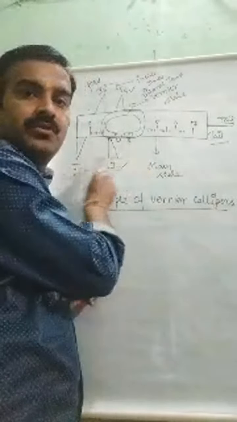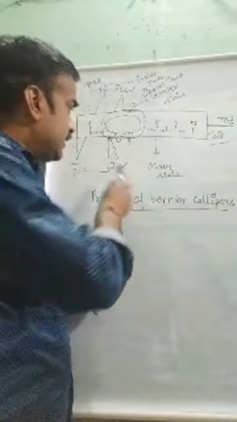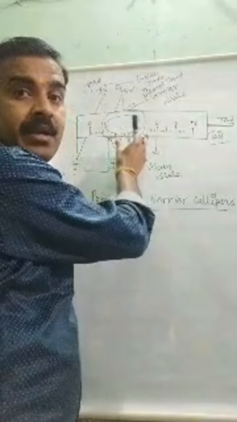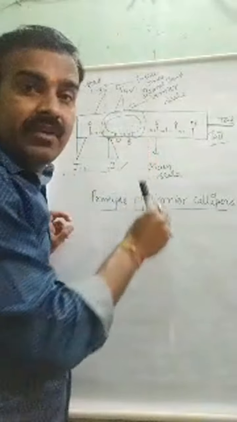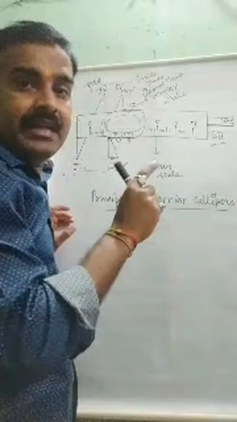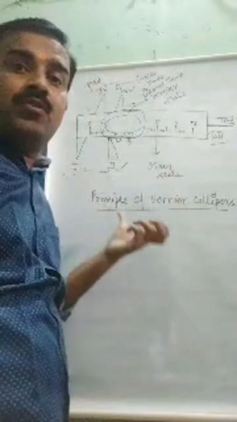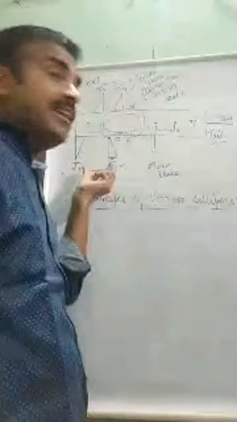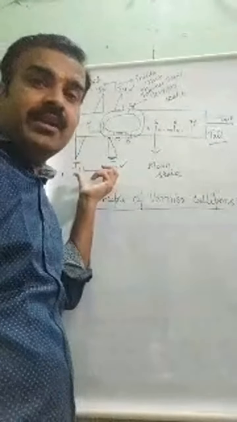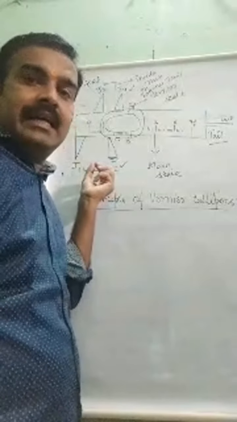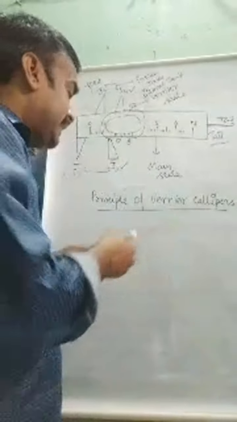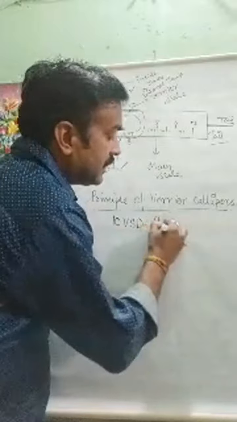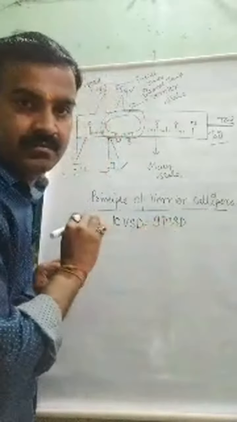both the jaws are joined. So again I am telling you, in the Vernier scale there will be 10 divisions, and once we join both these jaws, J1 and J2, then in this case 10 Vernier scale divisions are equal to 9 main scale divisions.